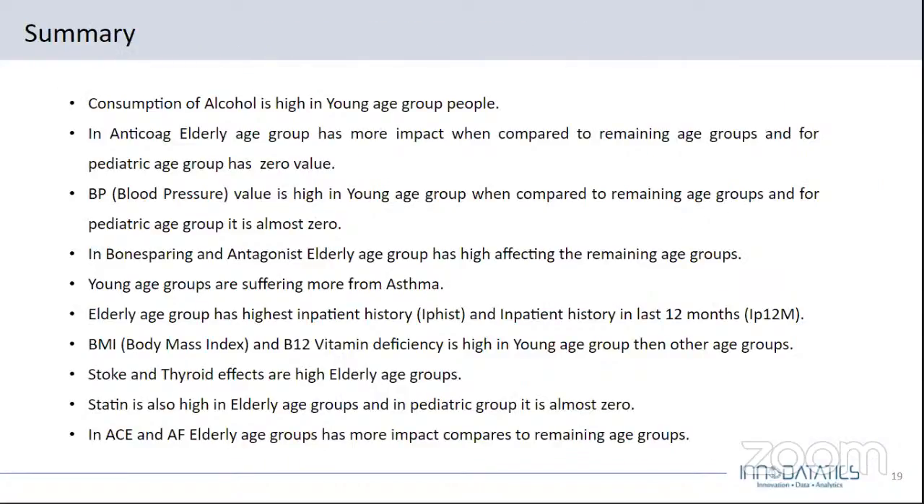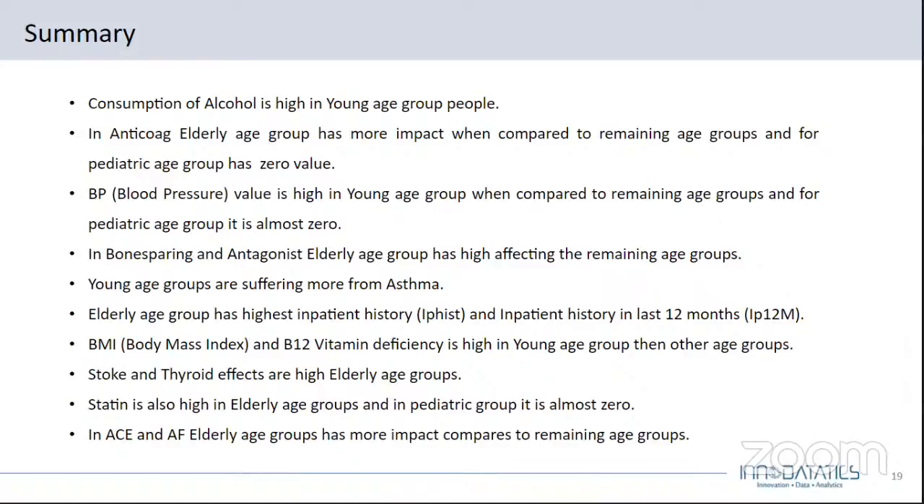Coming to the summary, you can clearly see that the consumption of alcohol is high in the younger group. Compared to anti-coag, the elderly group are affected more when compared with the other age groups. You can see clearly that the BP value is high in the young age group when compared with the remaining age groups, and for the pediatric age group it is almost zero.